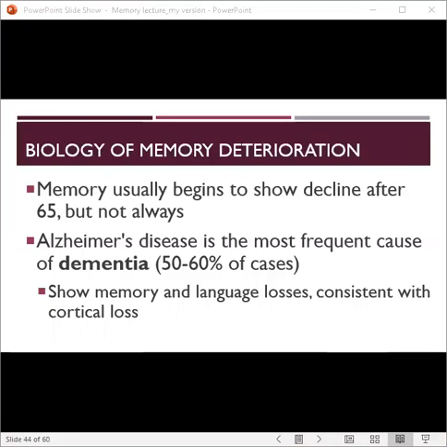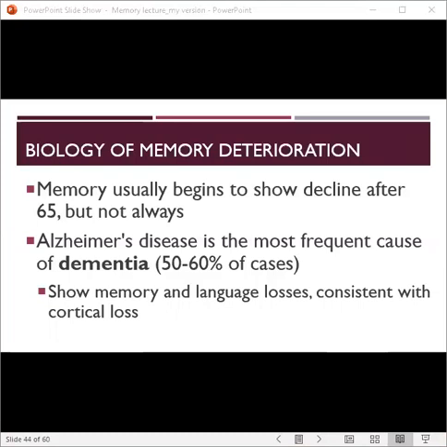Alzheimer's disease is the most common cause of dementia, accounting for 50 to 60% of cases. Another cause of dementia is brain damage that can occur from multiple strokes. Although dementia and Alzheimer's are frequently thought to be the same, they're actually different. Often you can't tell if someone has Alzheimer's without conducting a brain biopsy, which we'll talk about in a minute.